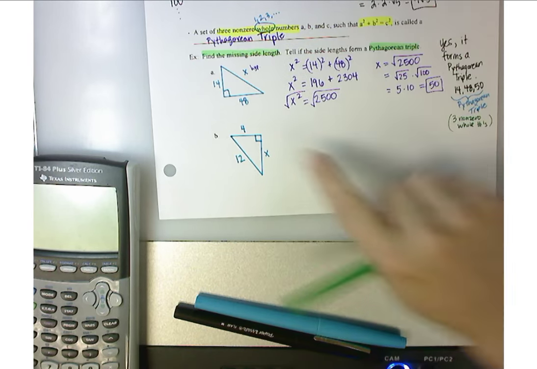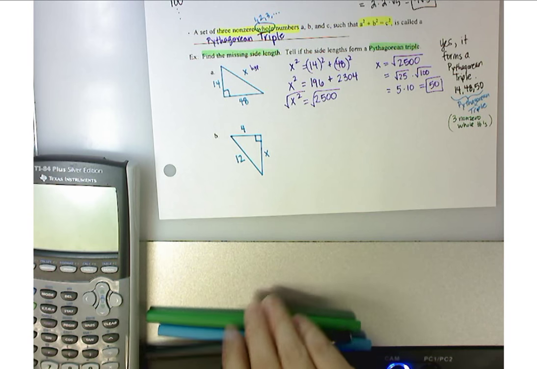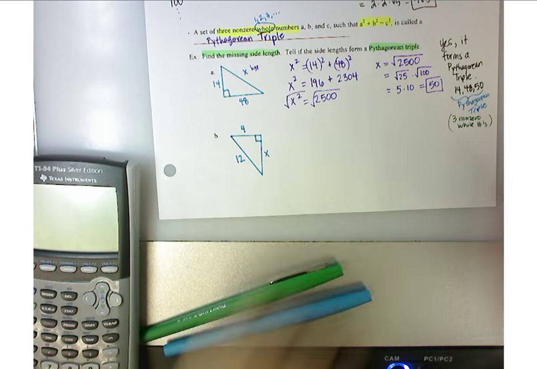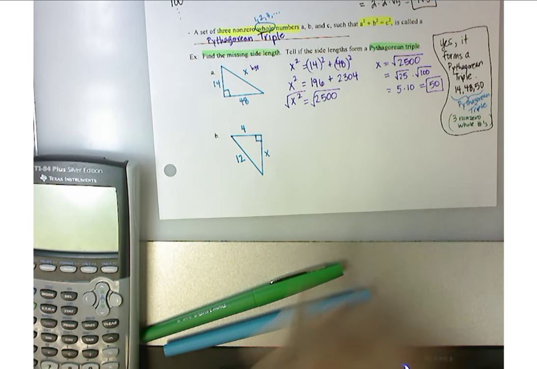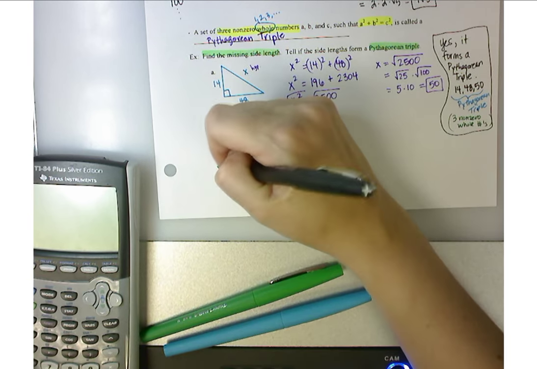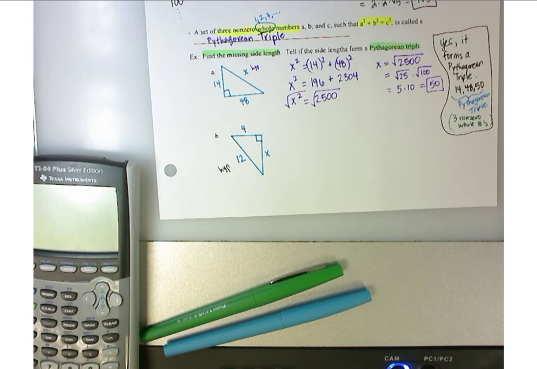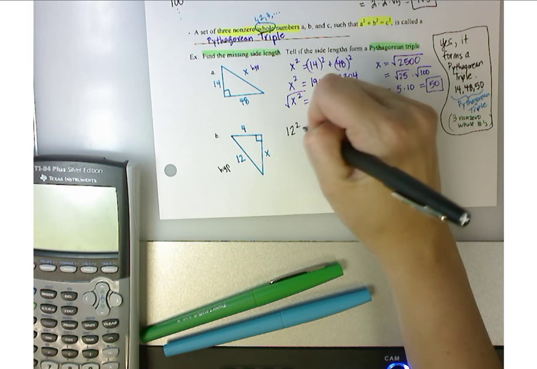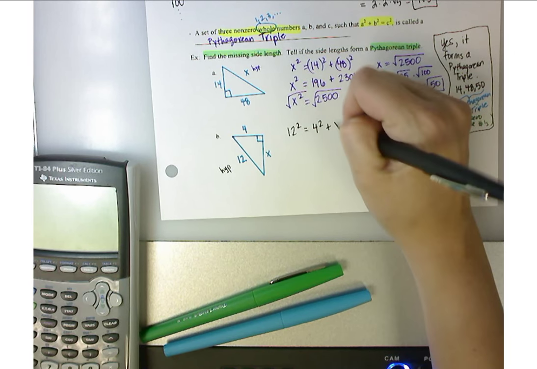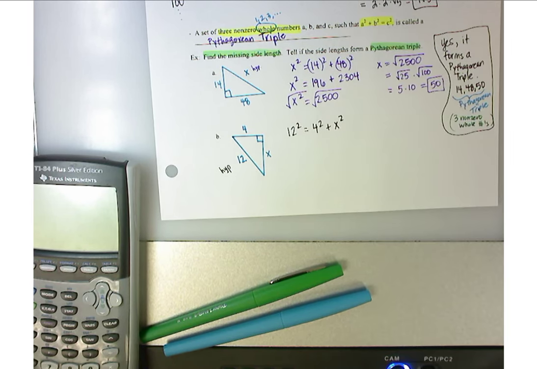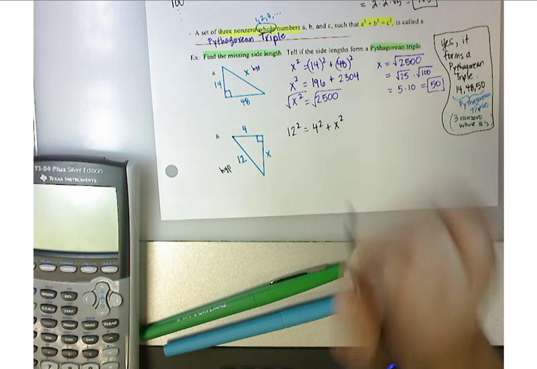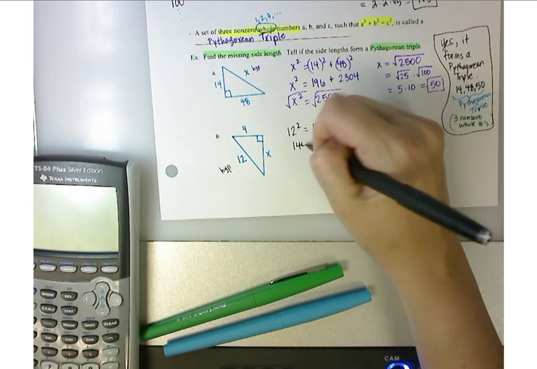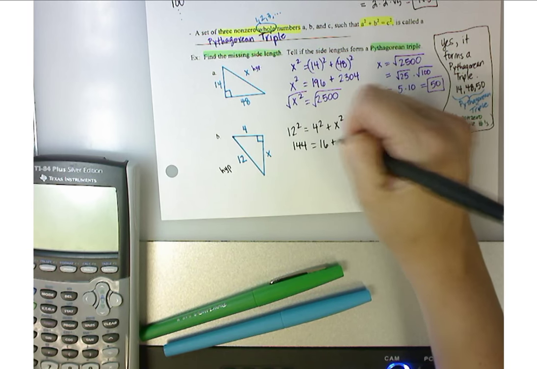Now Tanner, can you tell me the equation that you set up for B? I did 4 squared plus x squared equals 12 squared. Good. So your hypotenuse is 12, right? So if you set up 12 squared equals 4 squared plus x squared, this is my hypotenuse, which is why that has to be by itself. So I have 144 equals 16 plus x squared.